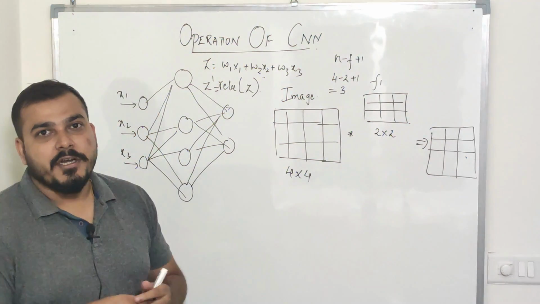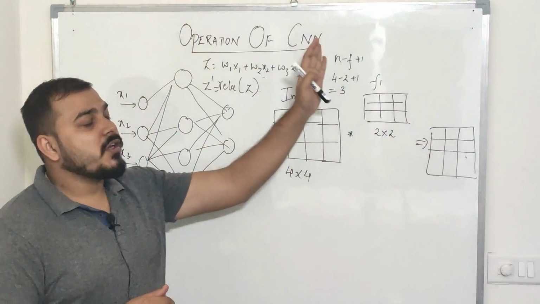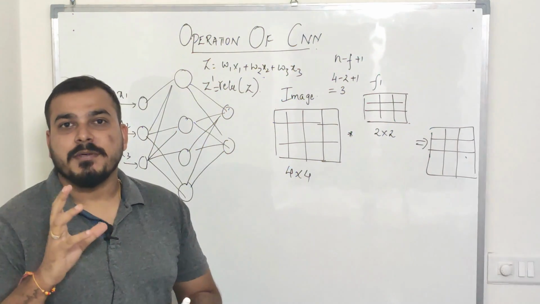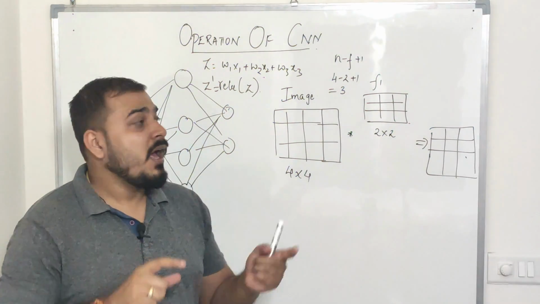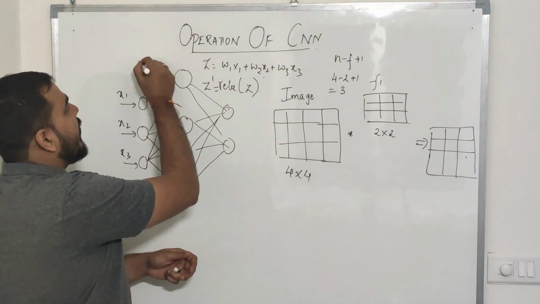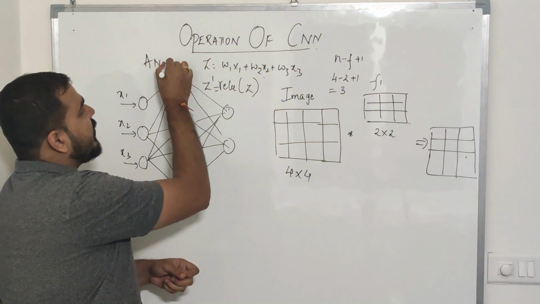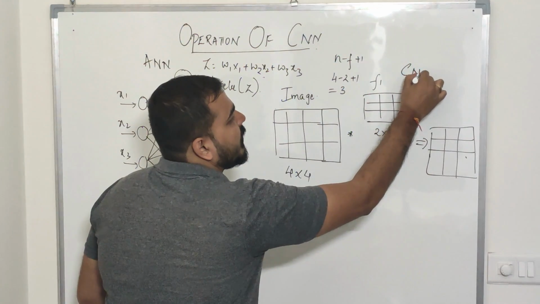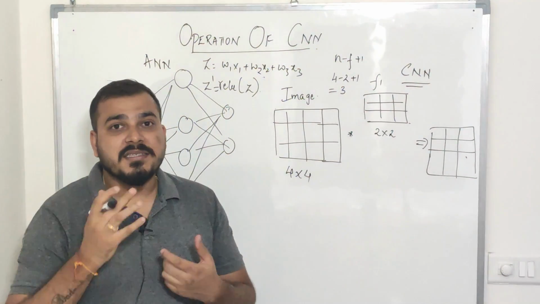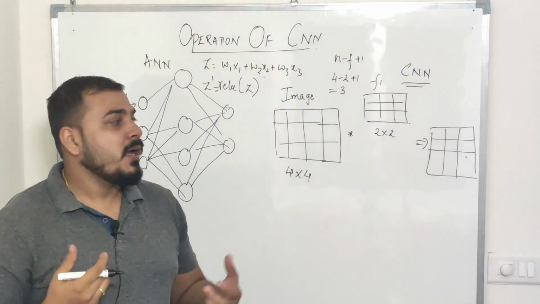So today in this particular video, we'll be discussing the operations of CNN, that is convolution neural network, and we'll try to see the basic differences between an artificial neural network operation and a convolution neural network operation. On the left hand side, this is basically my ANN operation, and on the right hand side, I've drawn my CNN operation. We'll try to find out the basic differences and how the operation usually takes place.